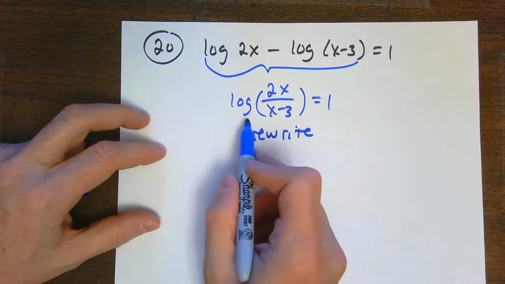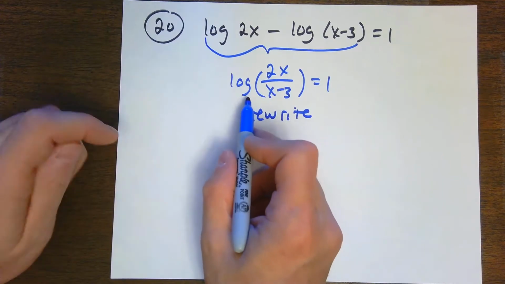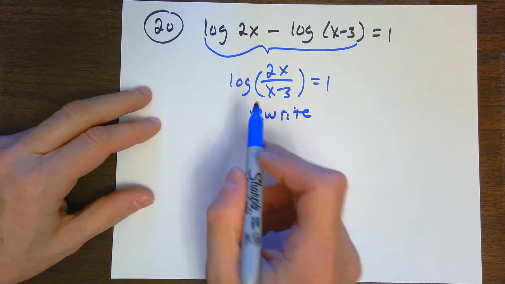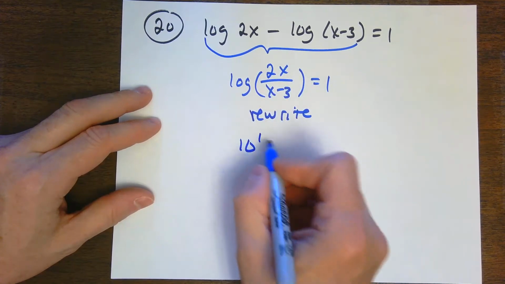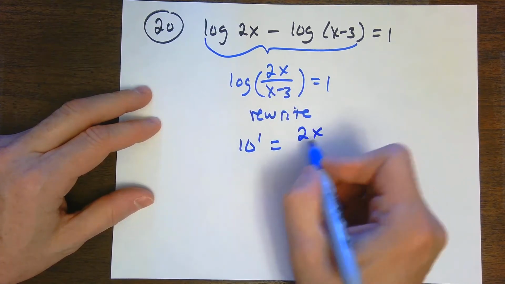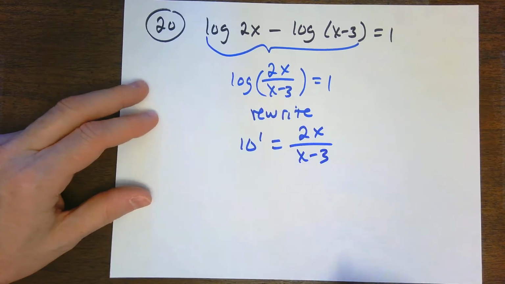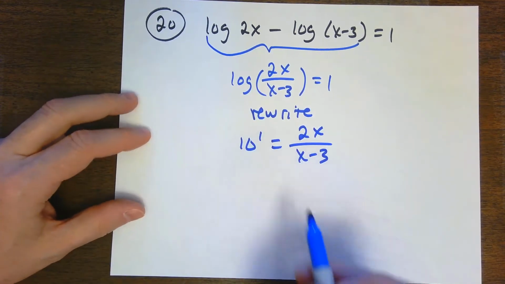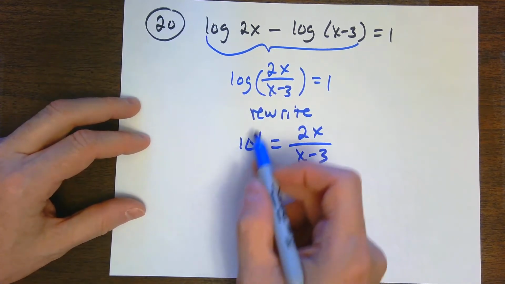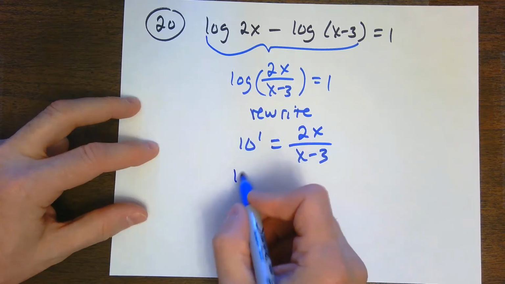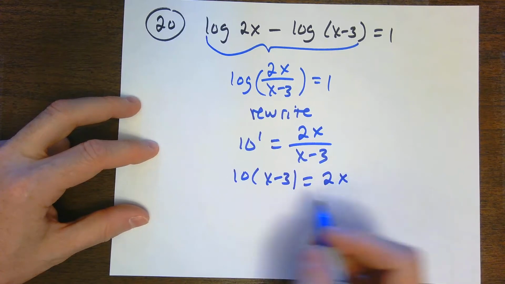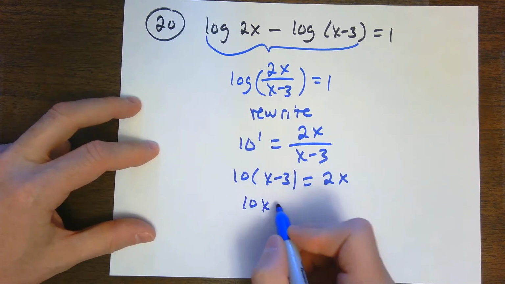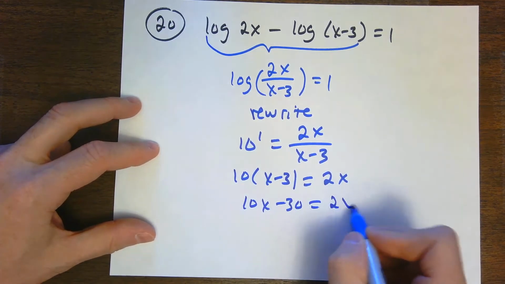So log, what's the base here? This is common log, so the base would be 10. So if I rewrite it, 10 to the first power equals 2x over x minus 3. And of course 10 to the first power is 10. If I cross multiply here, 10 times x minus 3 equals 1 times 2x. Distribute, 10x minus 30 equals 2x.